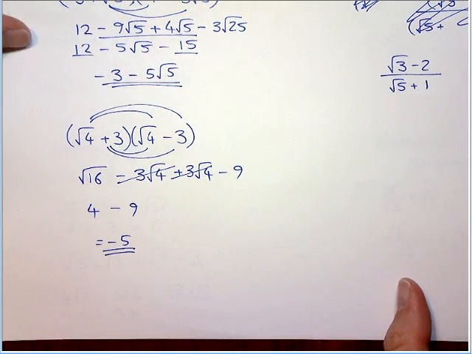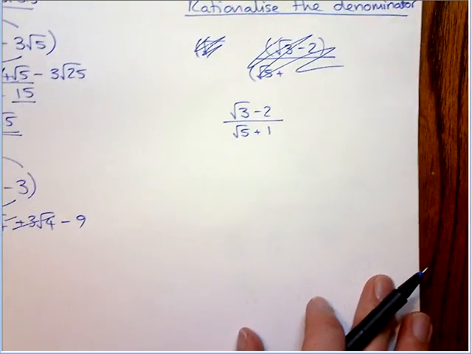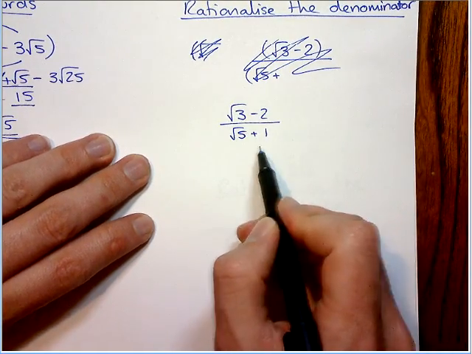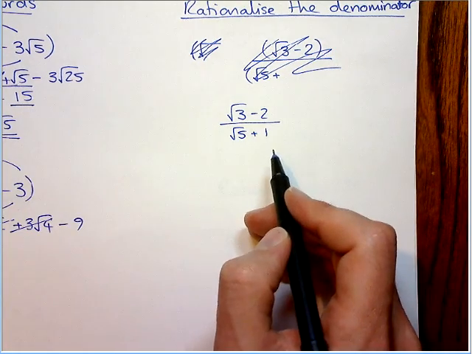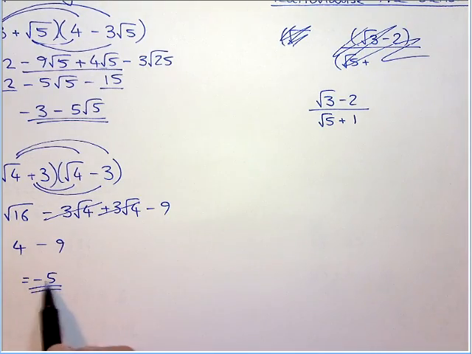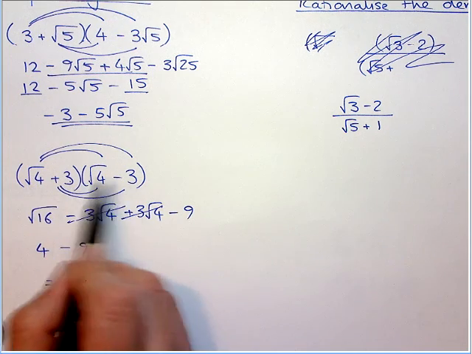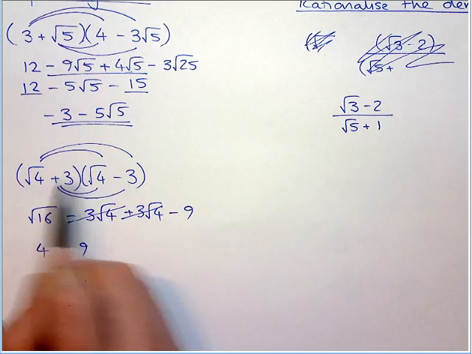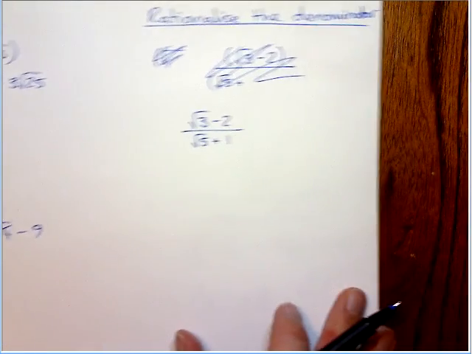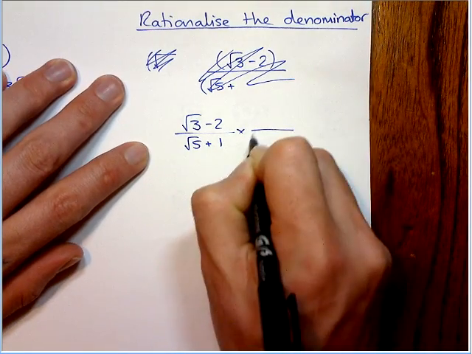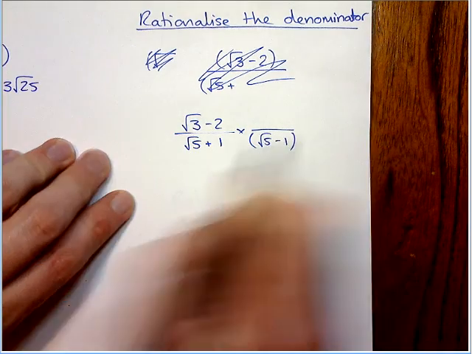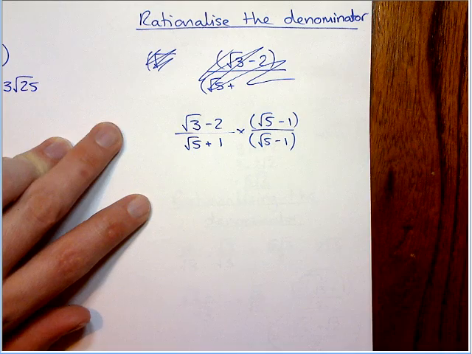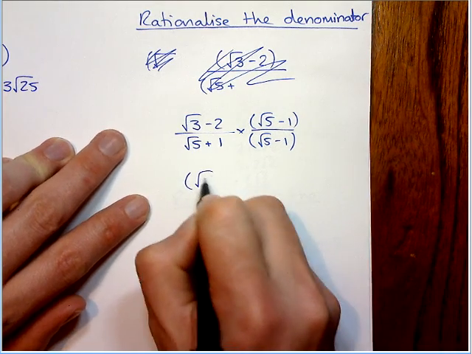So sometimes, if they're really mean to you, they would give you a question like this, asking you to rationalize the denominator. So what I just showed you is to remove the surd, you actually have to times it by pretty much the same thing. It's very similar to the difference between two squares, but the signs change. So what I've actually got to do is times it by root 5 minus 1. Exactly the same, but swap the signs over.